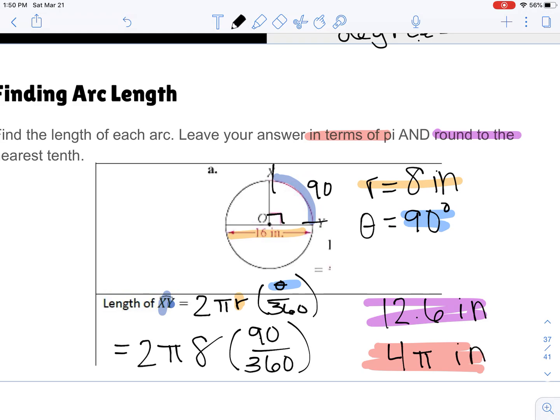Okay. So this is an exact answer in red because we know that pi goes on infinitely. It goes on forever and ever. The idea here is that this is an exact answer because we know that it's 4 pi inches, whereas 12.6 is just an approximation. All right, next question.